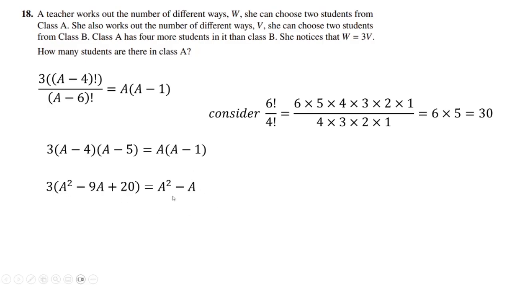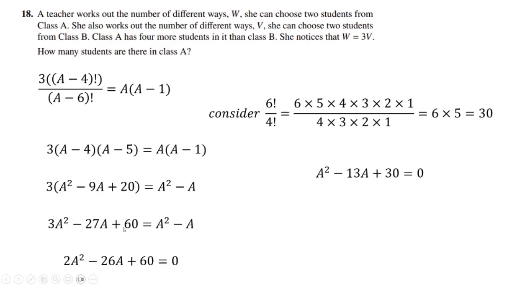Expand this bracket, then put the 3 in, and then take away A squared plus A. Don't solve this quadratic directly because you can divide by 2. Factorize it out, and then you get A equals 3 or A equals 10.